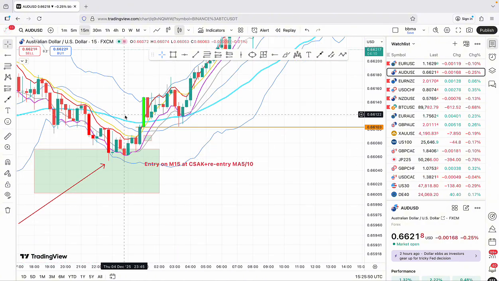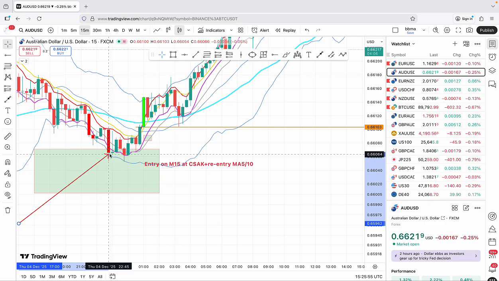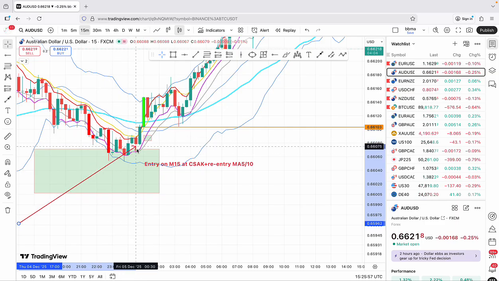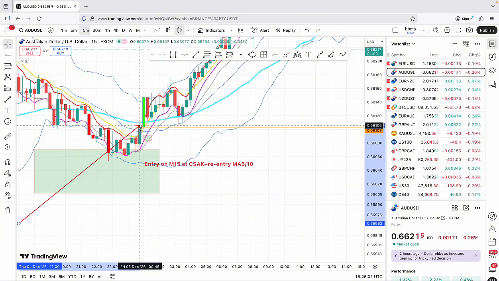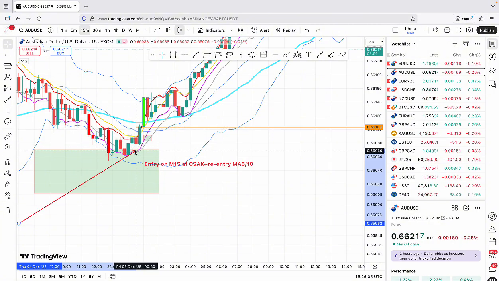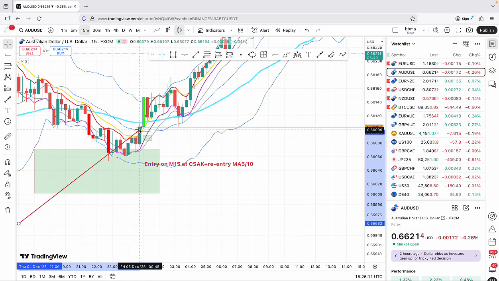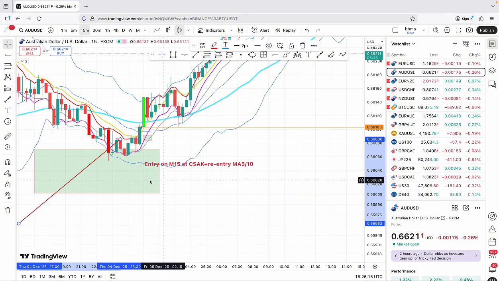So in M15, you will see here extreme, TP wajib, and this is MLV. After MLV, it forms CSAK. See over here, this is the CSAK. MLV, it didn't manage to break this point, which is the MLV point, and then it forms CSAK. This is your entry point, and this is your SL.